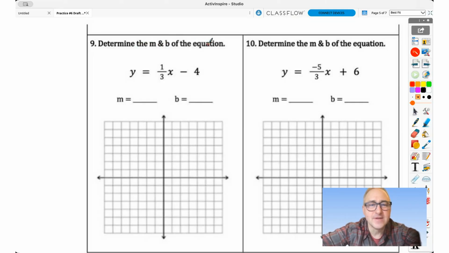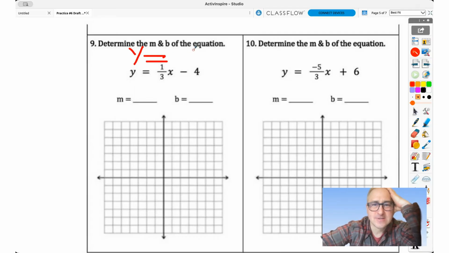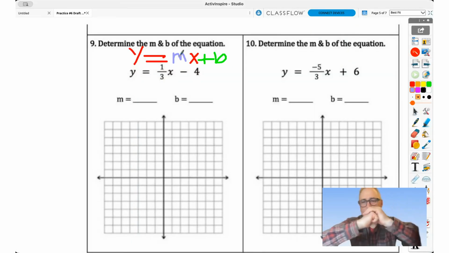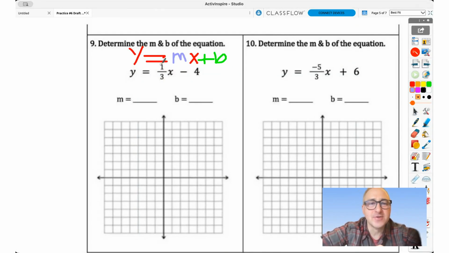Determine the m and the b for the equation. What is the equation again? y equals mx plus b. Oh yeah, m is always with the x. They're always written together. So this must be my m. M is slope. So my slope is 1/3.